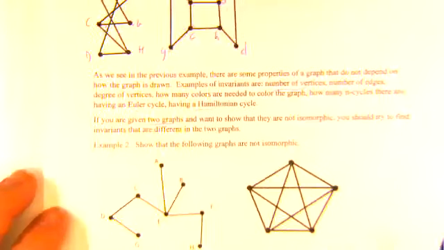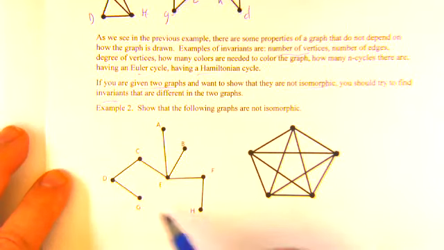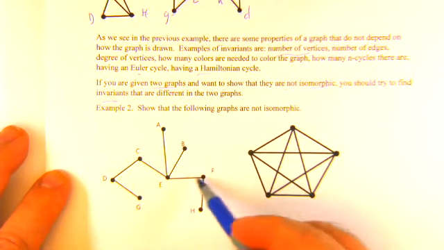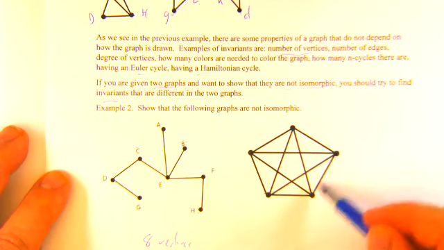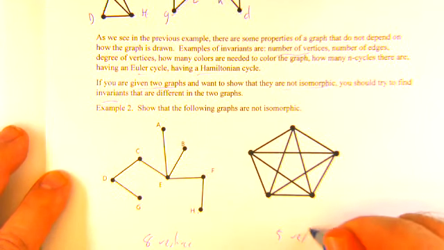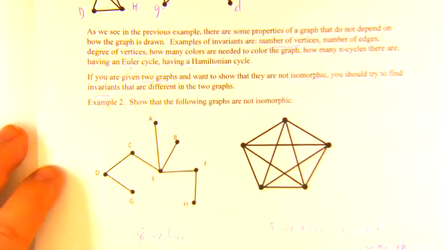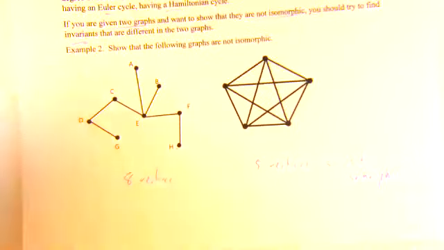So are these isomorphic or not? How do you tell? Well, this has got 1, 2, 3, 4, 5, 6, 7, 8 vertices. This has got 1, 2, 3, 4, 5 vertices. So not isomorphic. These are not the same graph. They're not two different pictures of the same graph.